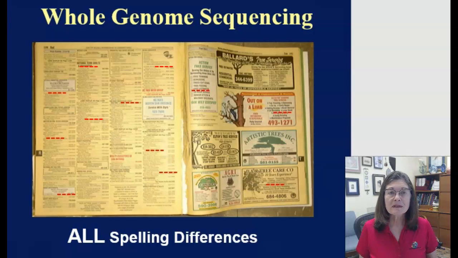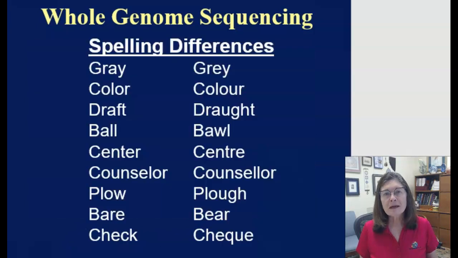Whole genome sequencing is all the spelling differences across all the chromosomes, the entire human genome, and they're all over the place. All these little red underlines indicate spelling differences from the reference. And here's the rub. Sometimes those spelling differences make a difference, and sometimes they don't. For example, gray, grey. Two ways to spell, same word, doesn't matter. Color, colour, doesn't matter. Draft, draught, same thing. Ball, bell, oops. That spelling difference, the difference in one letter, means those are two different words.